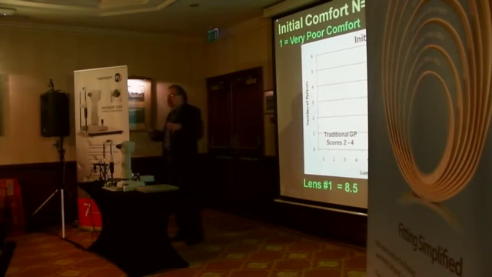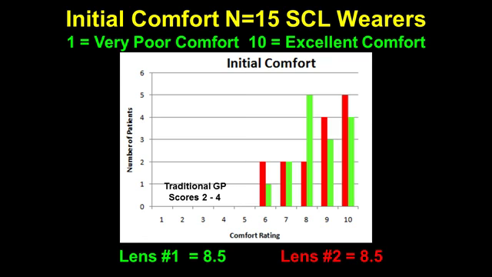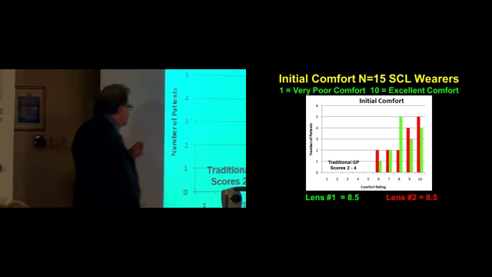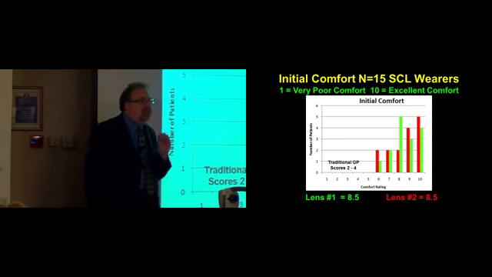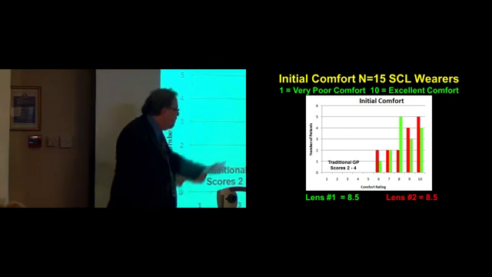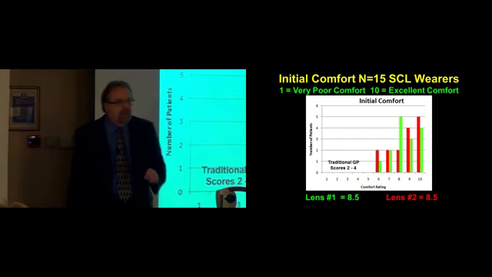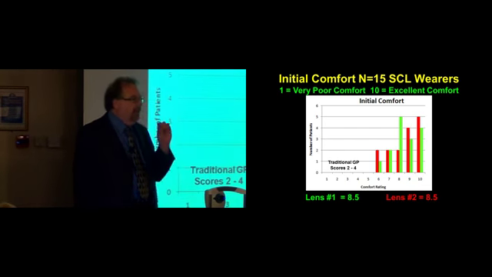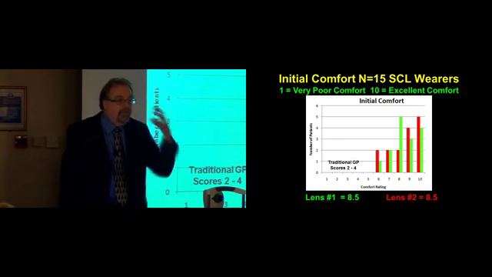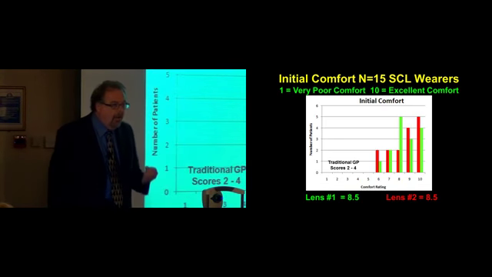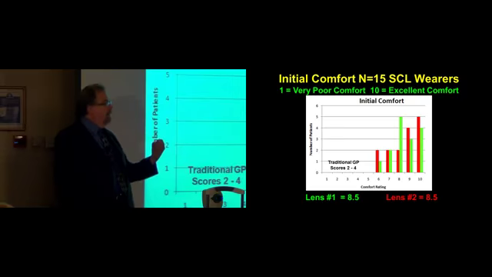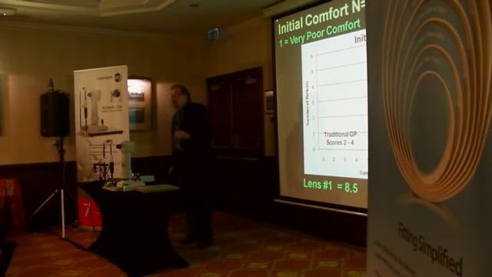Number 1 is sheer comfort. When we do comfort studies at the university, we have the patients grade the comfort scale from 0 to 10. 0 is unbelievably uncomfortable. It's like, get this out of my eye now. So 0's bad. And 10 is I physically cannot feel the lens on my eye.